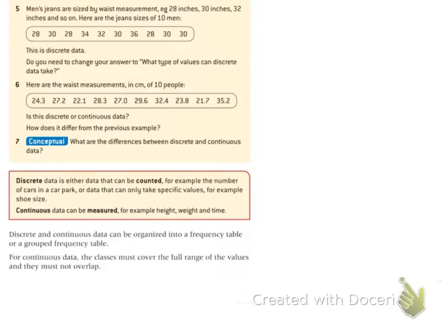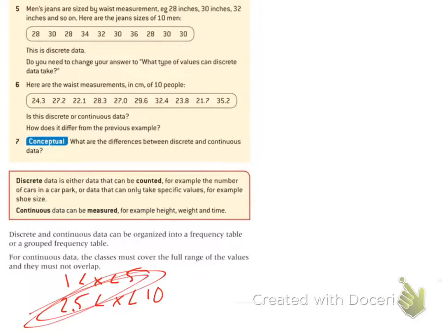Discrete and continuous data can be organized into frequency tables or grouped frequency tables, and the continuous data classes must cover the full range of the values and they must not overlap. That's kind of the biggest thing. So when you're going to do a grouped frequency table, you don't say, I'm going to go from 1 to 5 and then 2 to 3. You don't have 1 is less than X, which is less than 5, and the next group will be 2.5 is less than X, which is less than 10. No, you can't overlap here. Don't do it.